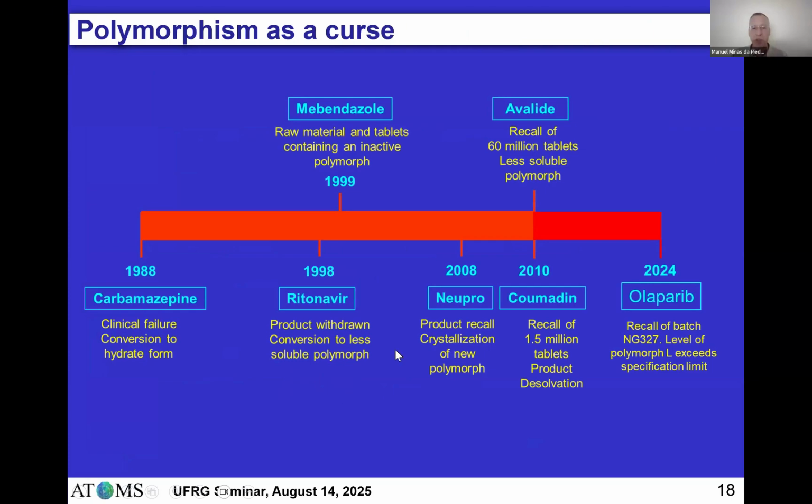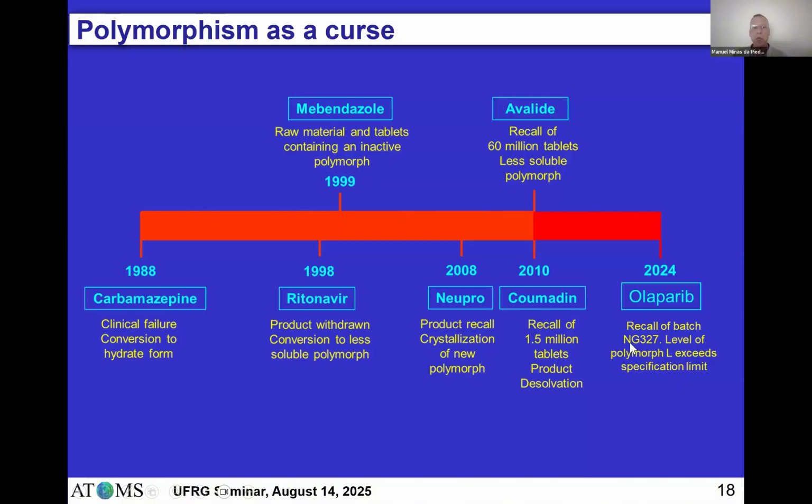The most famous case is this one, ritonavir, which happened in 1998, and it really opened the eyes of pharmaceutical companies to how important it was to control polymorphism. Now, there are many other cases. The latest one that I found was in 2024, so not very long ago. There was a contamination of a batch with one polymorph that should not be there.